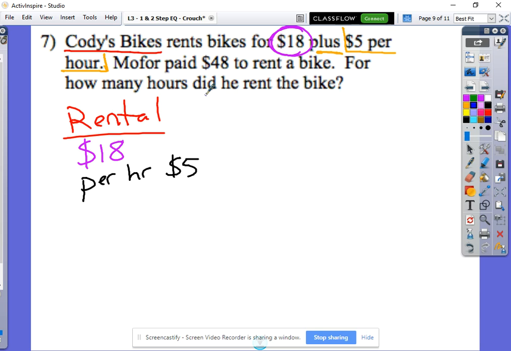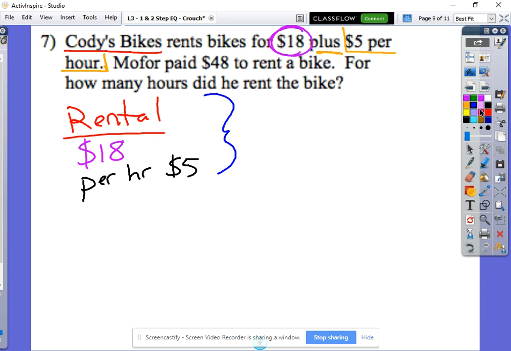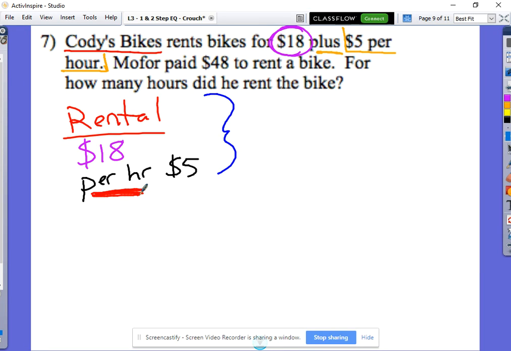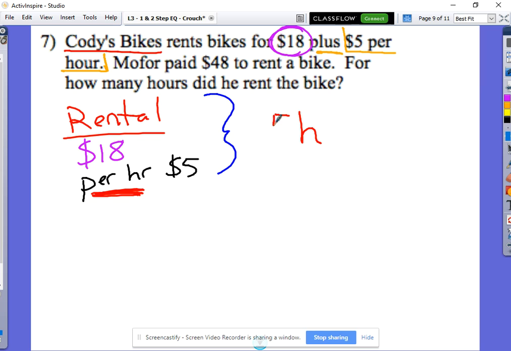To create an equation out of that, we recognize what we talked about yesterday. If you see the word per, that's where you're multiplying by your variable, okay? So that $5 per hour means we can use h for hour. So our variable can be h for hour, and it's $5 per hour. So we do 5 times h, and that's our rental cost per hour.